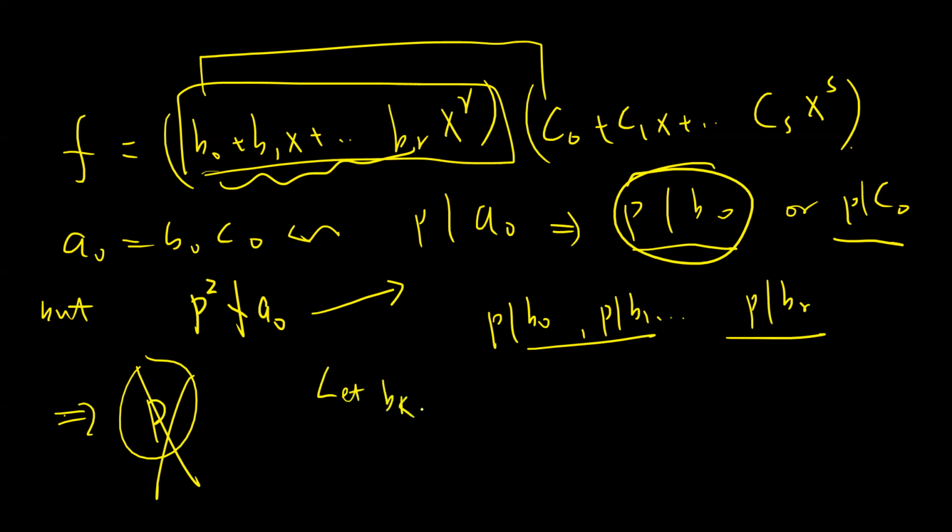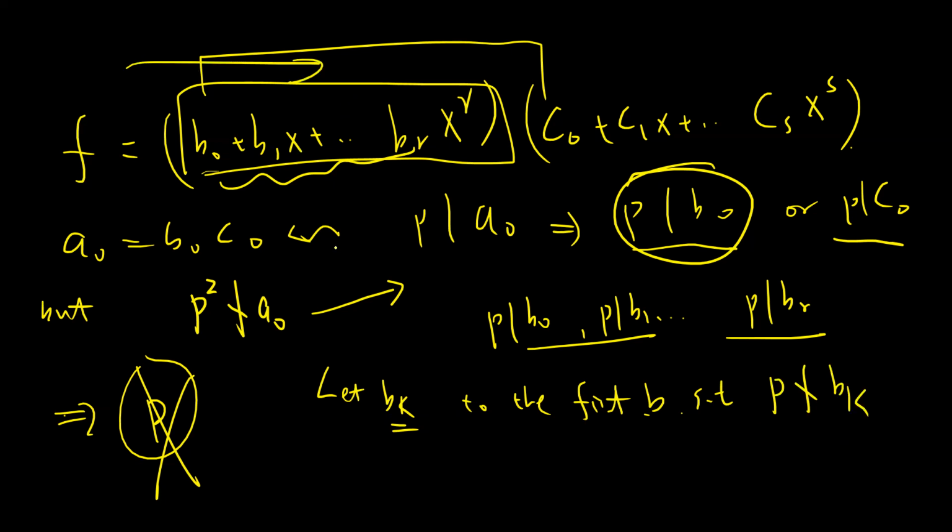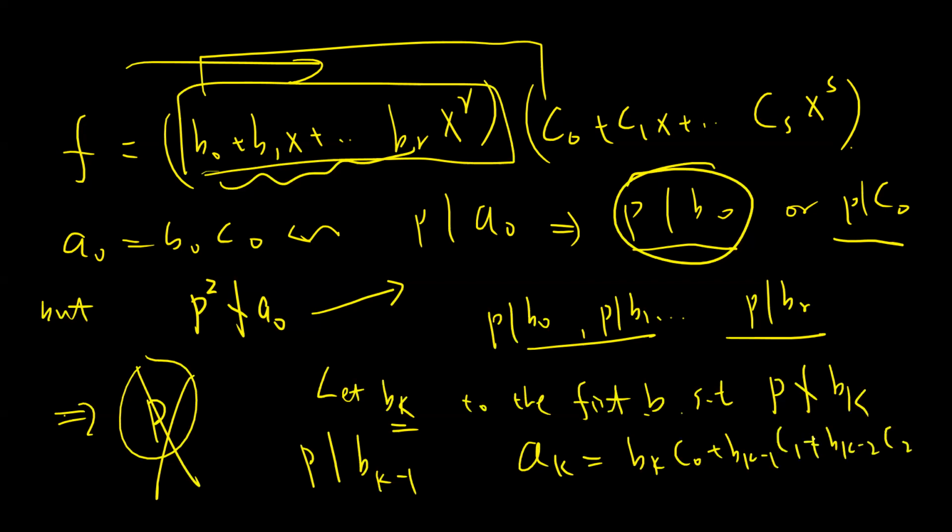So, the same technique: let bk be the first coefficient b such that p does not divide bk. So bk is the first one from left to right that is not divisible by p. So p divides bk minus 1. You know that ak is bk c0 plus bk minus 1 c1 plus bk minus 2 c2, up to b0 ck.